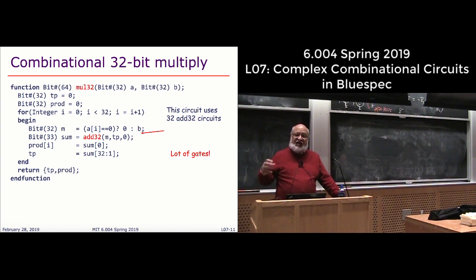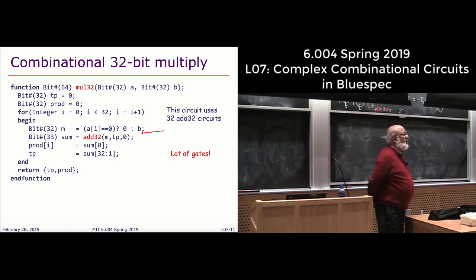Okay, we always have to be thinking in terms of what is being generated, what kind of circuit is being generated. Yes? Could you explain why in the return line there's TB and product? Shouldn't product be full at the end? Why am I returning TB?